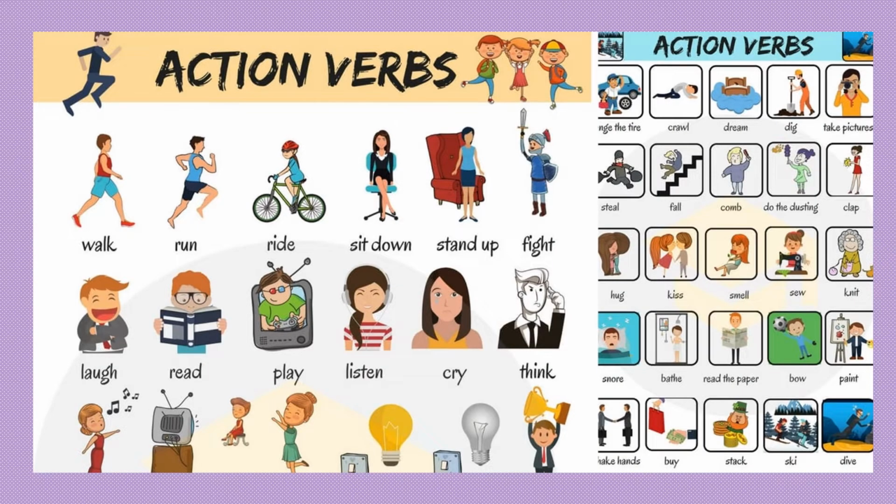Now, the auxiliary verb is always followed by an action verb. It is also called dynamic verb and expresses an action, whether it be physical or mental. An action verb helps explain what the subject of the sentence is doing or has done. Let's take a look at a few examples here, like walk, run, ride, sit down, stand up, fight, laugh, read, play, listen, cry, think, and so on.